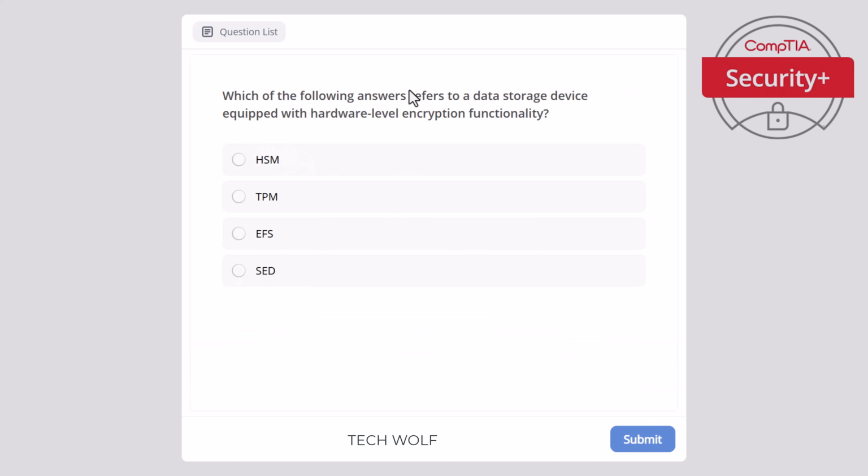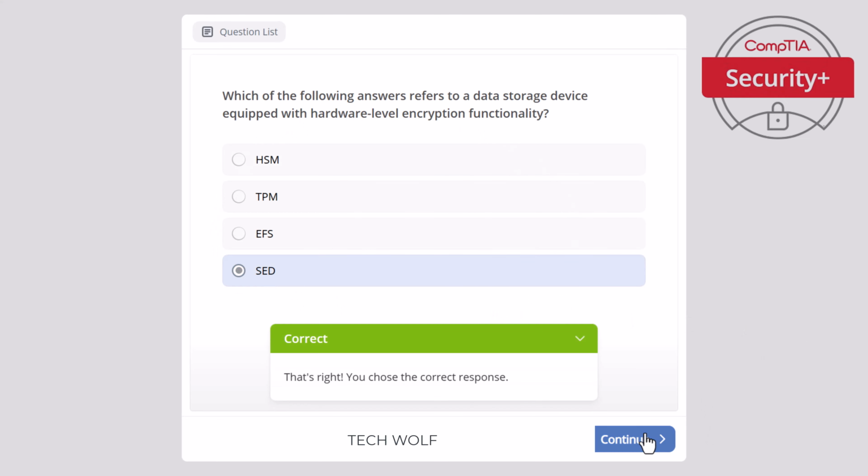Which of the following answers refers to a data storage device equipped with hardware-level encryption functionality? HSM, TPM, EFS or SED? And here the correct answer is SED.